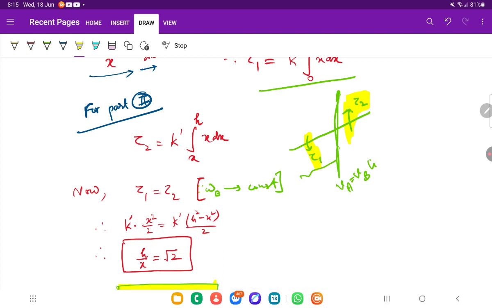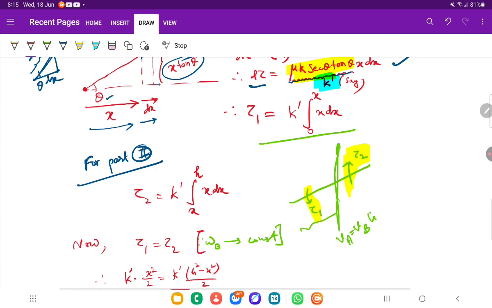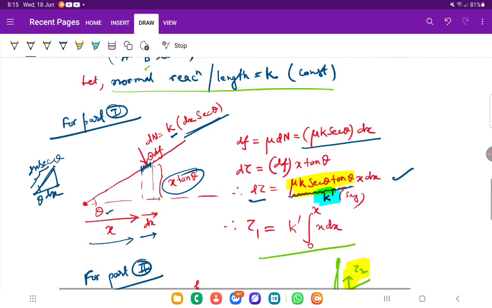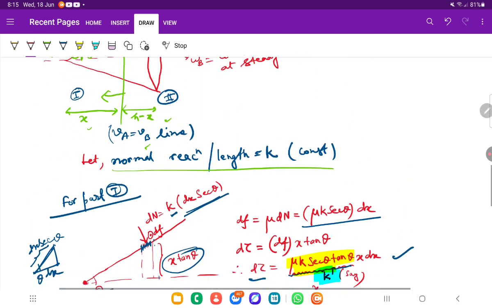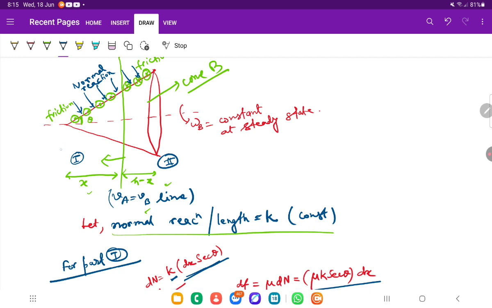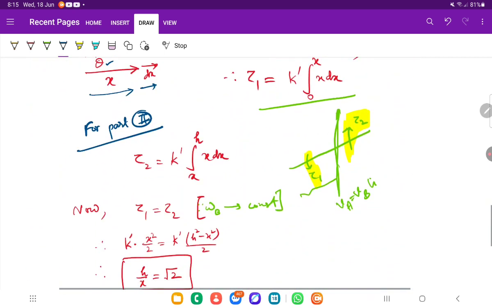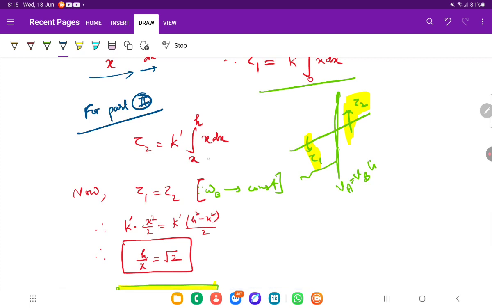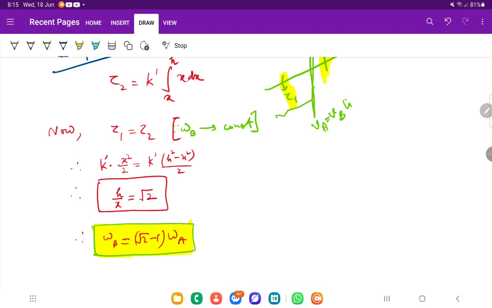So for tau 2 the calculation will be exactly similar, just the limit of integration will change. Tau 1 was from 0 to x, right? For this portion the torque was tau 1, and for this portion the torque will be tau 2. So the limit of x for tau 2 will be x to h. Now we'll just equate tau 1 and tau 2, as we have already said that omega B is constant at steady state, so there will be no net torque acting on the cone.